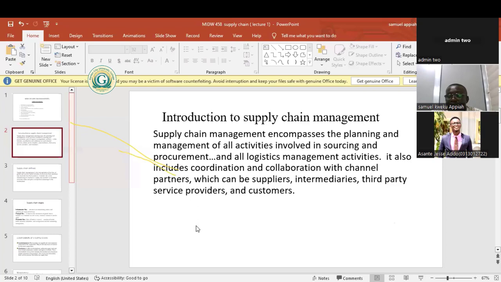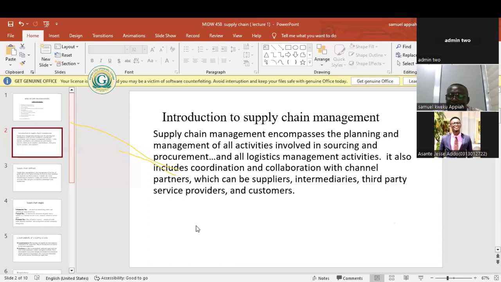So you need a warehousing. You need proper storage facilities to be able to have an effective logistics system in place. So when you talk of the logistics management activities, we are going to look at the transportation, we're going to look at distribution, we're going to look at storage, we're going to look at warehousing, and sometimes, if possible, even the packaging of these items.